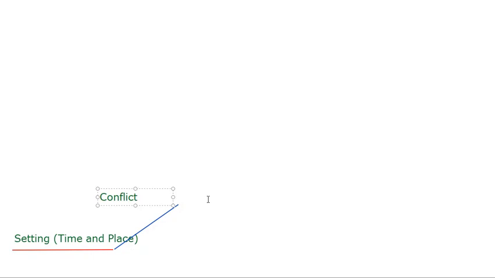Conflicts can be between two people, between a person and themselves, between a person and nature, and it can be a person versus society. Very important to remember that. So once the initial conflict happens at the beginning of our plot chart, we can continue.